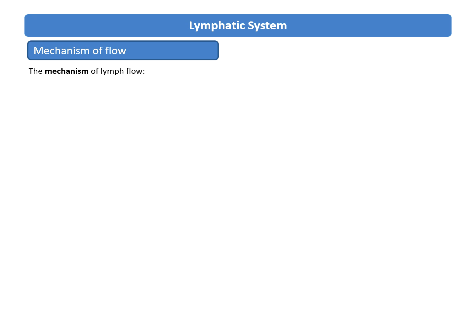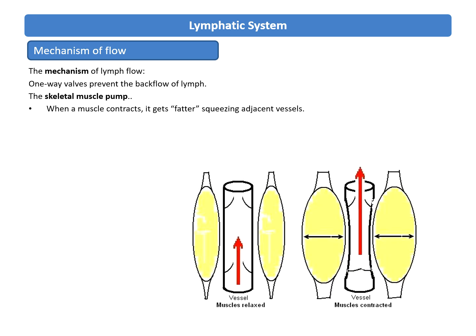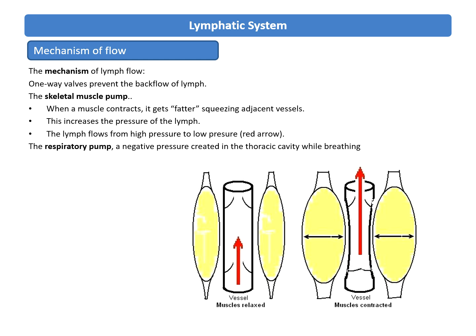The mechanism of lymph flow, well, first of all, as we mentioned, the vessels contain one-way valves to prevent the backflow of lymph. The skeletal muscle pump is one factor. When a muscle contracts, it gets fatter. When that happens, it squeezes adjacent vessels. This increases the pressure of the lymph, and the lymph then flows from high pressure to low pressure through the open valves, as indicated by the red arrow.